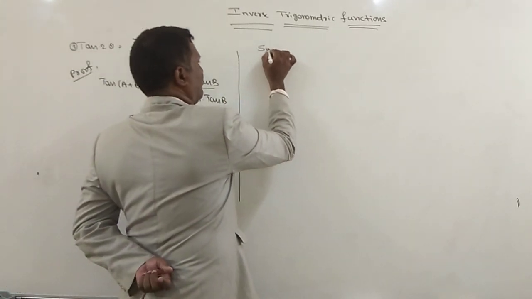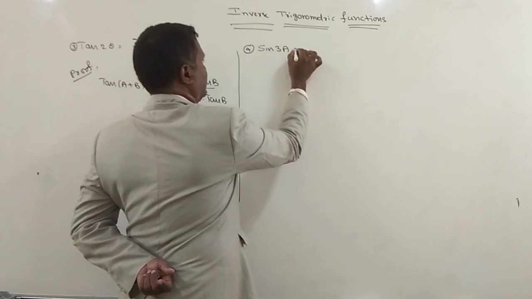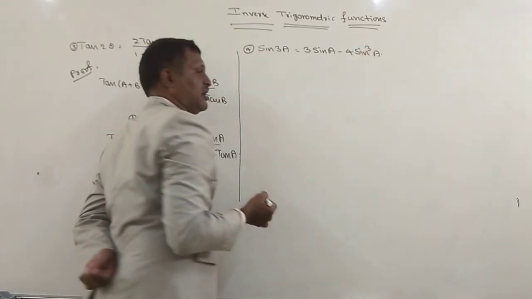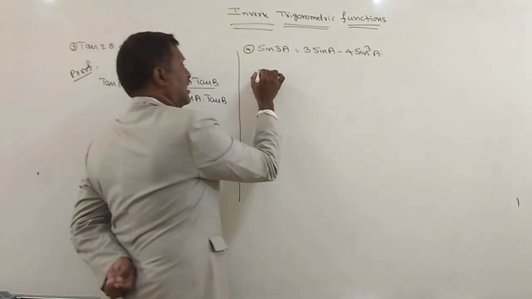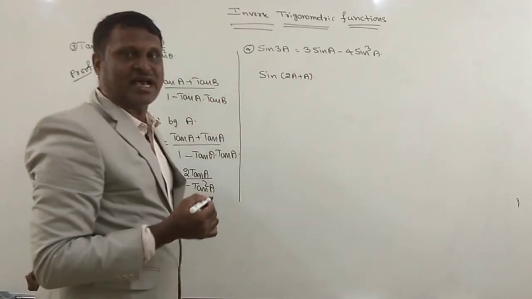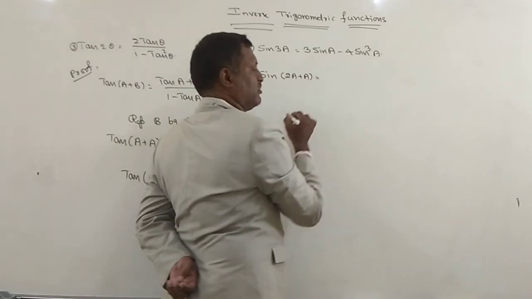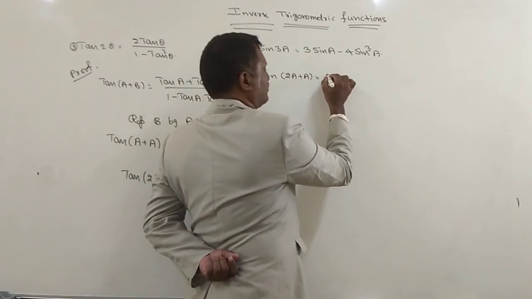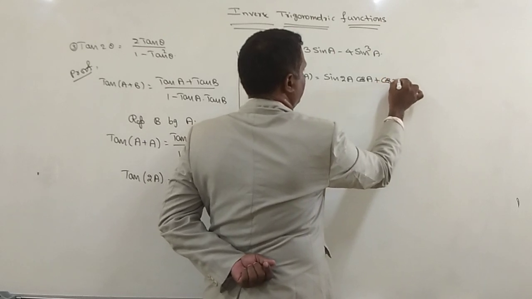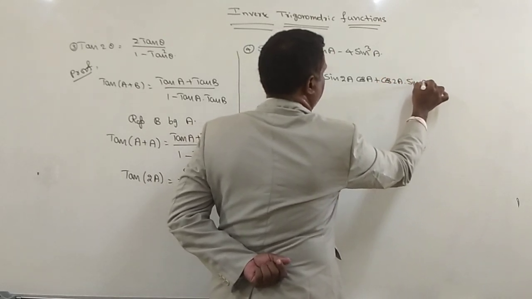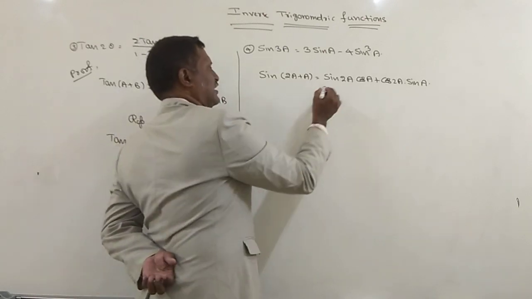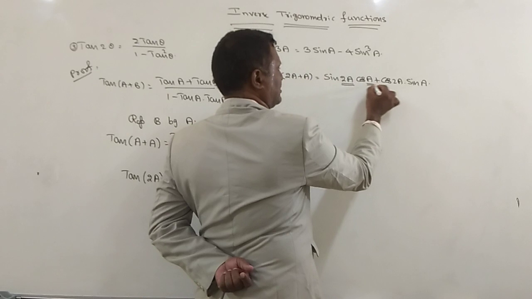Sin 3A has a formula: sin 3A is equal to 3 sin A minus 4 sin cube A. Sin 3A we can write like this, sin of 2A plus A. Using the formula sin of A plus B, we can write sin A cos B plus cos A sin B. In place of A, I substituted 2A. In place of B, I substituted A.